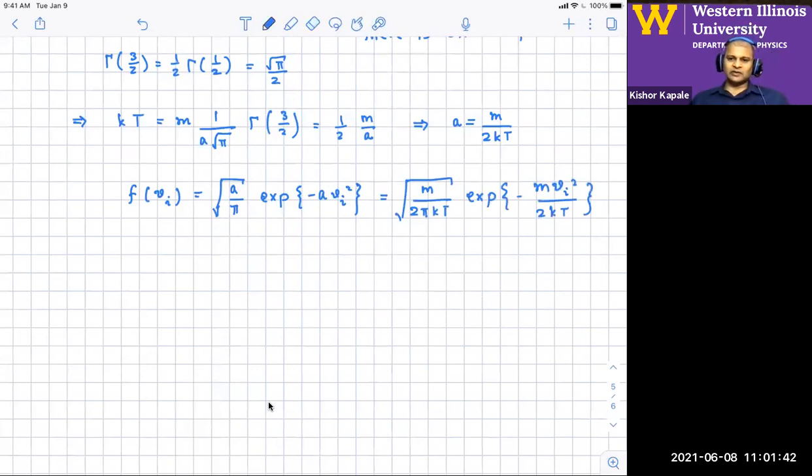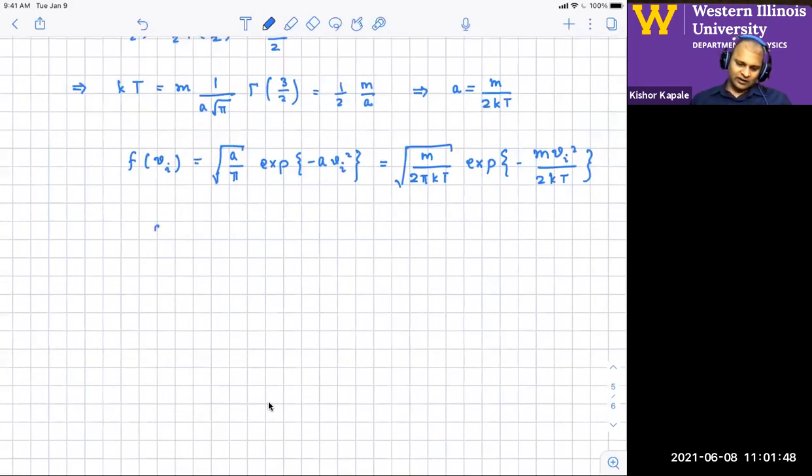Okay, everybody with me so far? Just based on the standard arguments, we have figured out the velocity distribution, which is called Maxwell's velocity distribution, because historically speaking, Maxwell derived it.